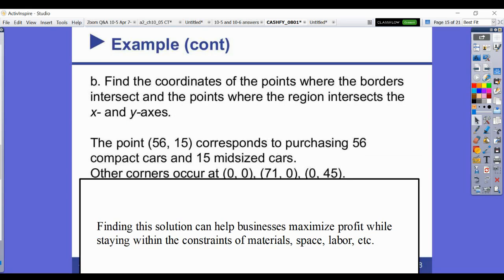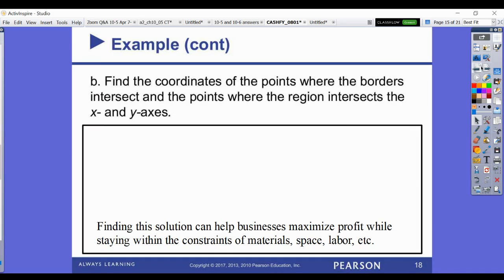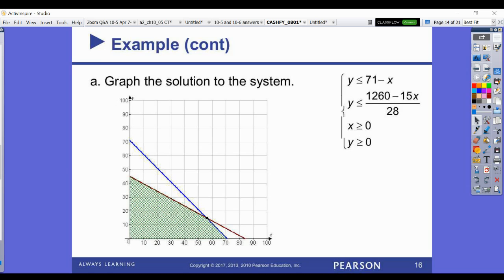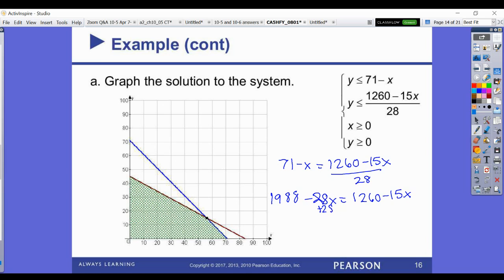So we're going to take those first two equations and solve them. I'll just do it on this page. So we have 71 minus x equals 1260 minus 15x over 28. So we need to solve that equation. Let's multiply by 28 onto the other side. 71 times 28 is 1988 minus 28x equals 1260 minus 15x. We're just doing some algebra here and solving this.